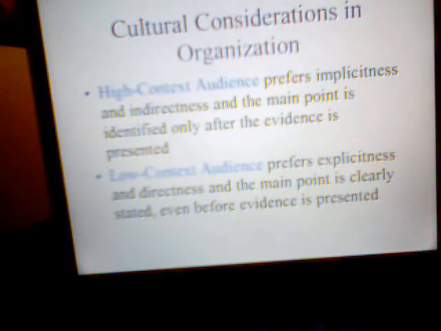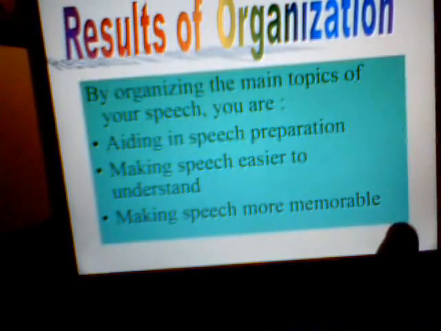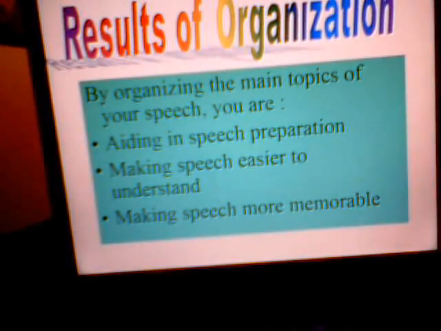Assuming that your audience is one of a low context culture, you should clearly and directly state the proposition, and the supporting materials are clearly linked to this proposition. By organizing the main topics of your speech, you are aiding in speech preparation, making the speech easier to understand, and making the speech easier to remember. If you use these 5 steps of organization, you will have a strong speech that any audience can understand.